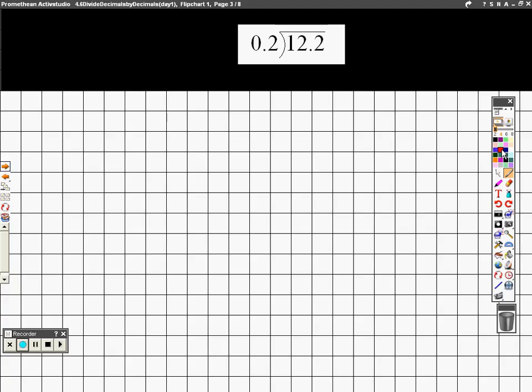One way that you could do that would be to turn your paper sideways on a piece of notebook paper so that you have the lines going down, and that would help you.